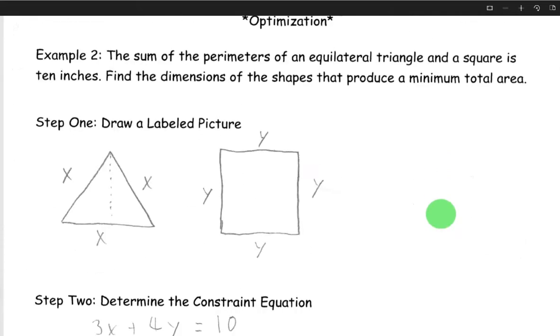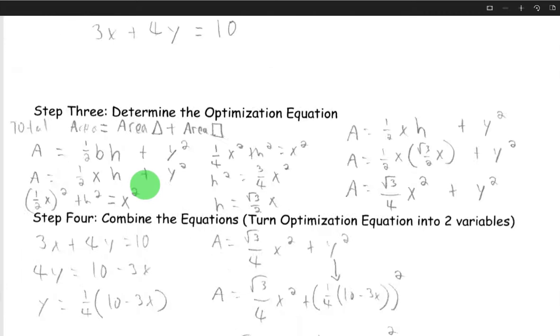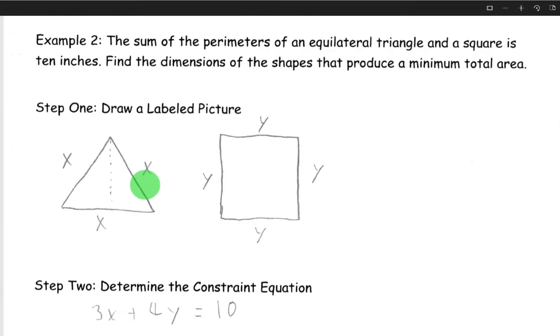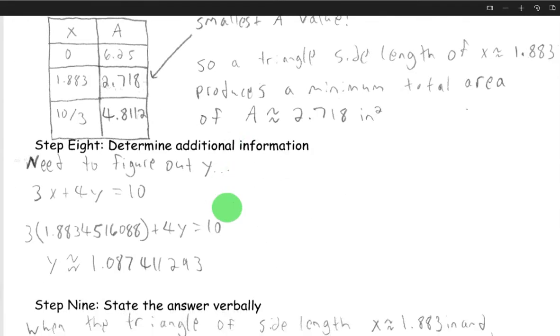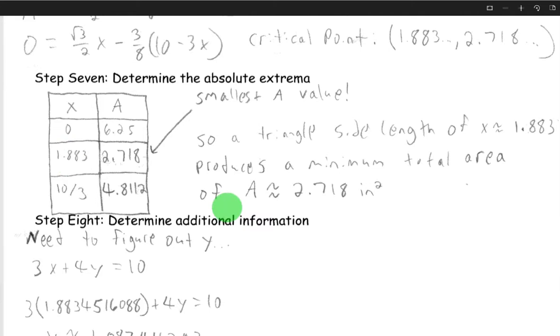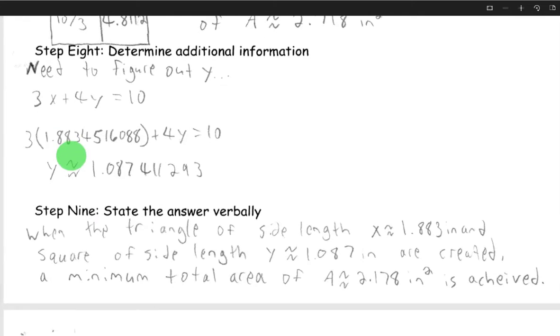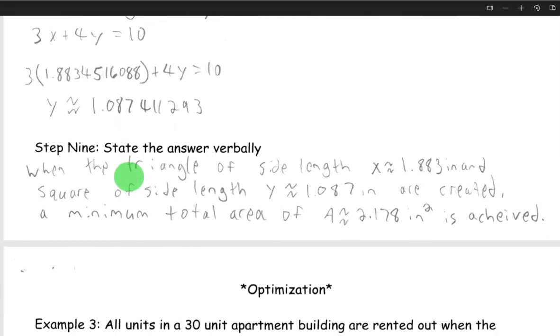Going on to example 2, you want to answer this one verbally. The dimensions of these two shapes that give you a minimum amount of area given 10 inches of material. We figured out x to be 1.883 and y to be 1.087. So for step 9, when we answer verbally, let's read this together.